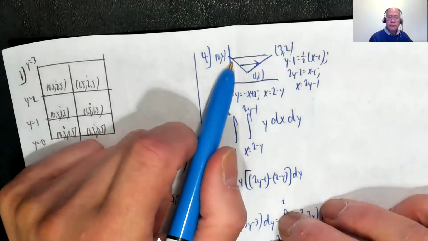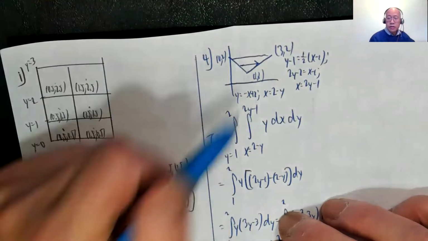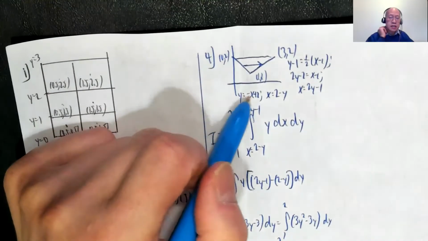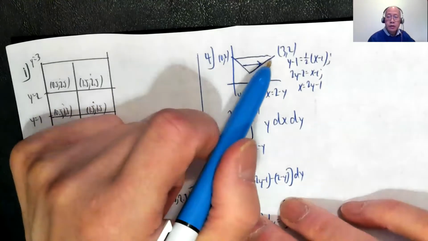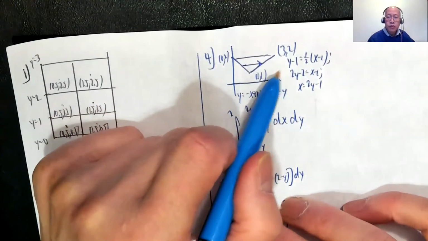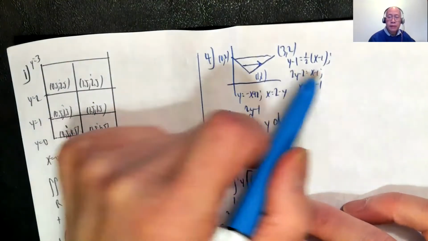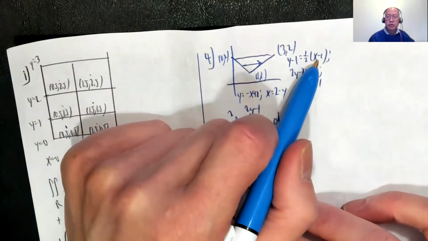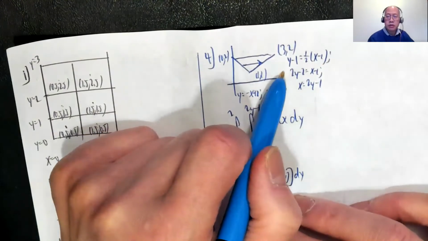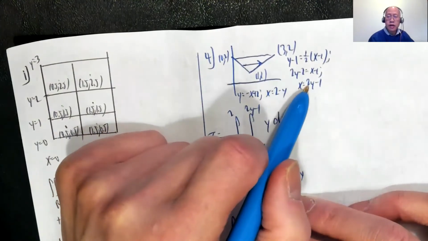Number 4, the points are (0, 2), (1, 1), (3, 2). This has a slope of negative 1. So y equals negative x plus 2. Solve for x. X is 2 minus y. Here the slope is 1/2: y minus 1 equals 1/2 times x minus 1. Solve for x. Multiply by 2. Add 1. X is 2y minus 1.